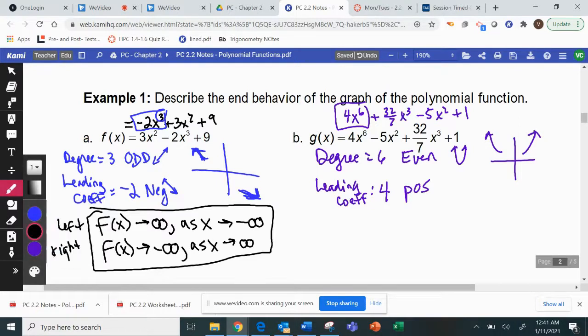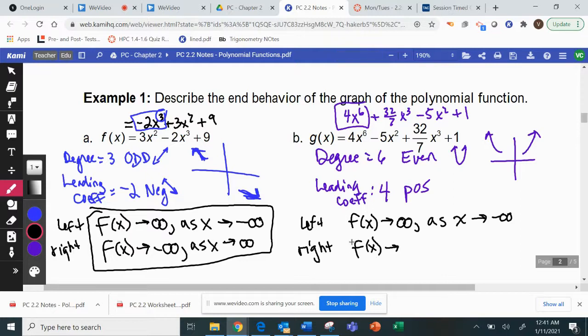So we will write our left side first. f of x approaches positive infinity as x goes to the left, negative infinity. And then our right side, f of x approaches positive infinity as our x value is approaching positive infinity because it's on the right.